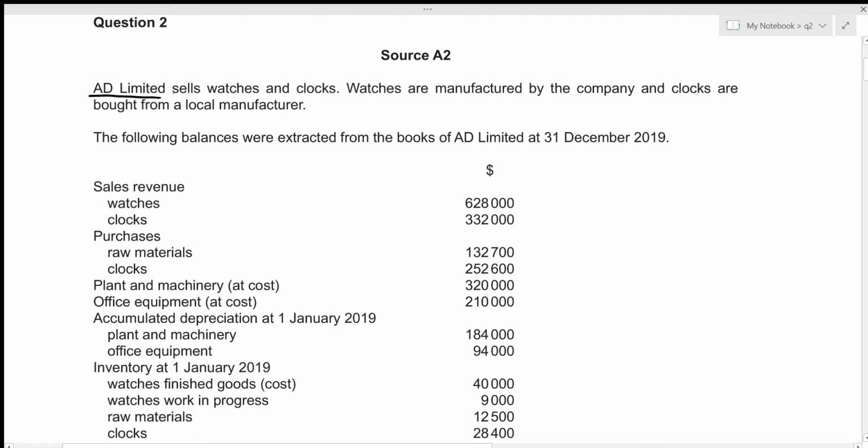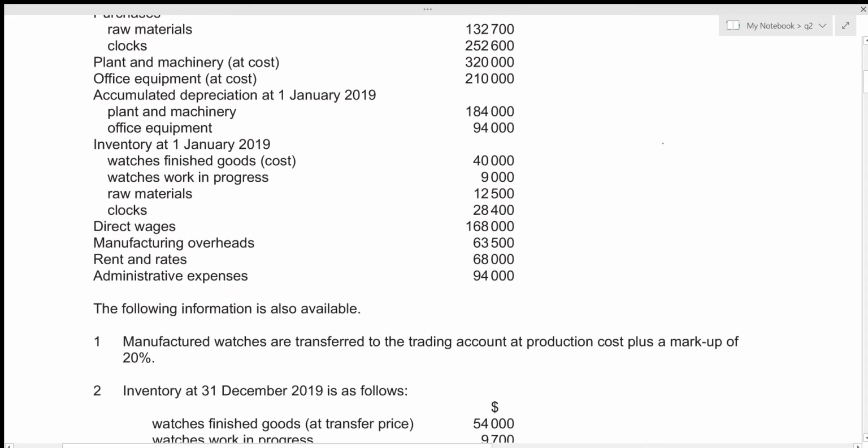AD Limited sells watches and clocks. Watches are manufactured by the company and clocks are bought from a local manufacturer. The following balances were extracted from the books of AD Limited at 31st December 2019. First of all, let's have a look at our first question.